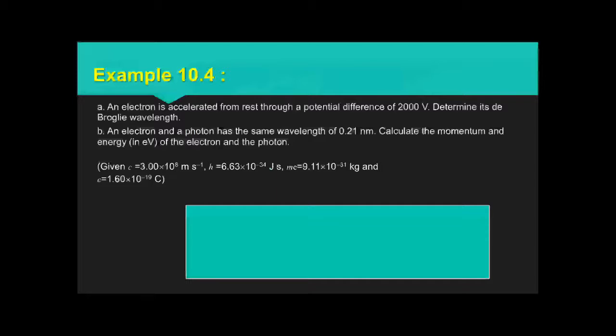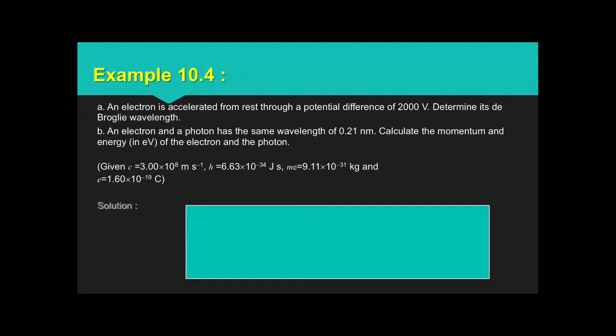Let's look at example 10.4. For question A, an electron is accelerated from rest through a potential difference of 2000 volts. Then we have to find the de Broglie wavelength. And for question B, an electron and a photon have the same wavelength of 0.21 nanometer. So we have to find the momentum and energy in electron volts for both the electron and the photon.